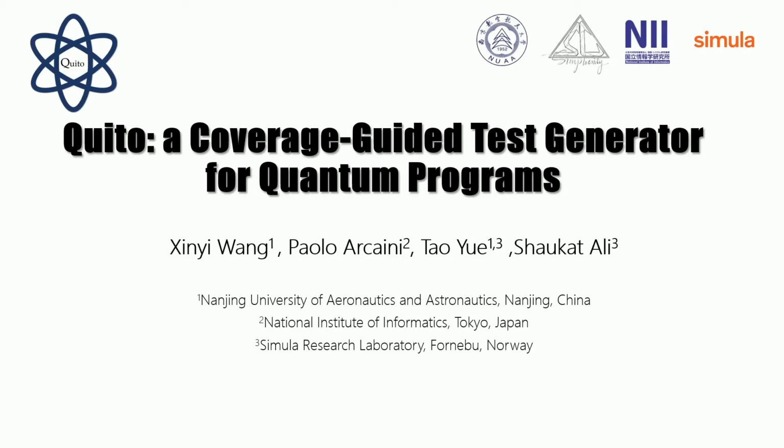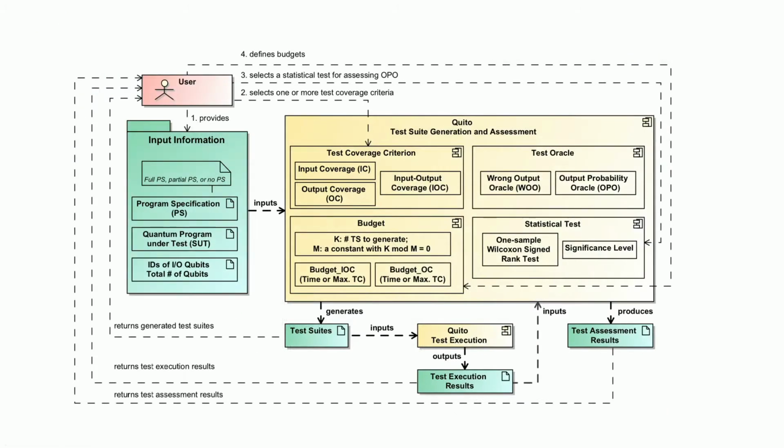Quito is a quantum software testing tool, which can automatically generate test suites according to 3 coverage criteria defined on inputs and outputs of a quantum program. Quito also implements test oracles based on program specification to assess the program. Quito has 3 coverage criteria, which are input coverage, output coverage, and input-output coverage.